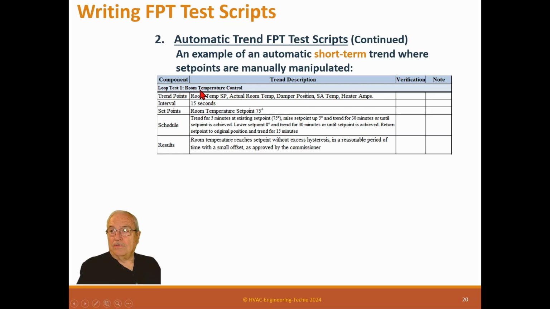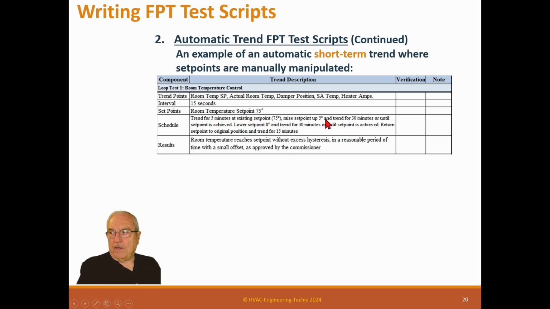This is a room temperature. It's probably a VAV box. So it's room temperature, supply set point, actual room temperature, damper position, supply air temperature, and heater amps. So this is a VAV box. We're going to look at it every 15 seconds. The set point is room temperature at 75 degrees. And here's our schedule. So trend for 5 minutes at existing set point at 55 degrees.